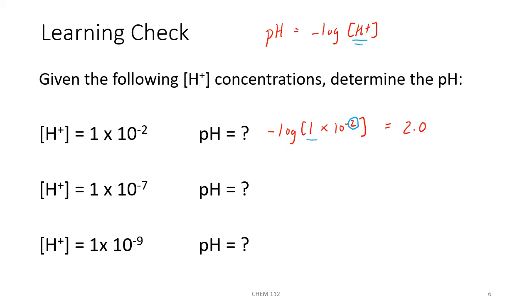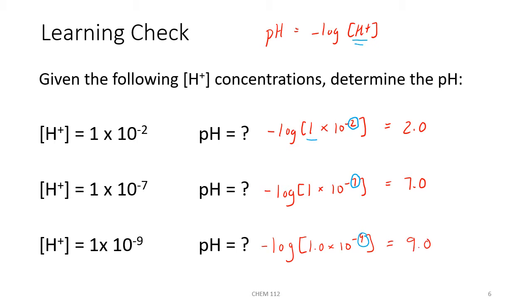For our next one, we have 1 times 10 to the negative 7th for our hydrogen ion concentration. So to calculate the pH, we'd have the negative log of 1 times 10 to the negative 7th. And that negative 7 tells us what our pH is. That would give us a pH of 7.0. And the last one, we have a hydrogen ion concentration of 1 times 10 to the negative 9th. So the pH would be the negative log of 1 times 10 to the negative 9th. And our pH would come from that exponent right there. So our pH would be exactly 9.0.